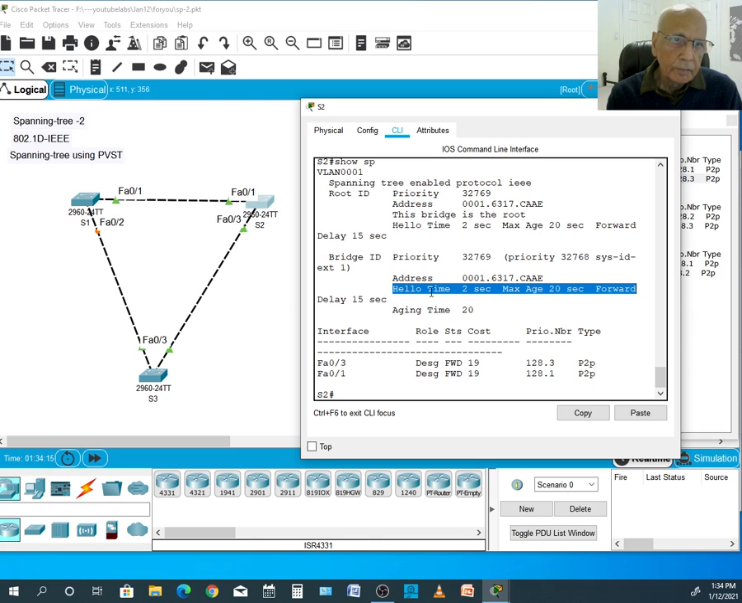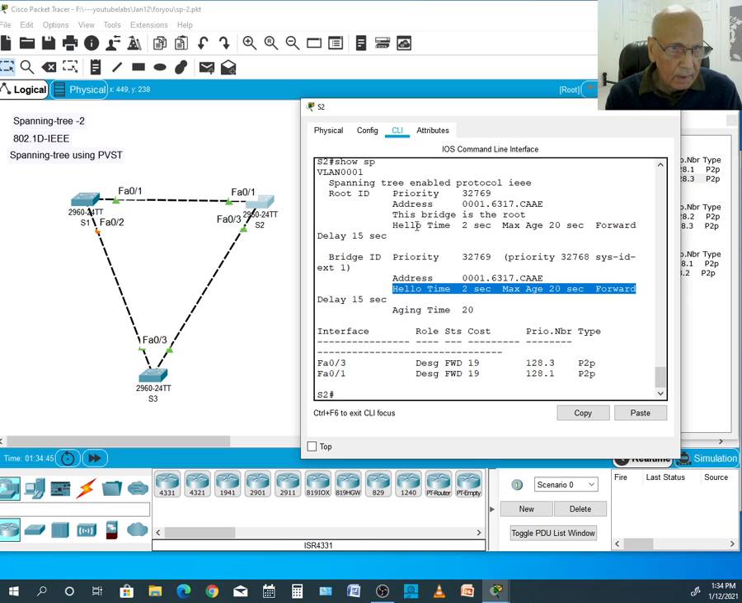That's number one. Number two, if something goes wrong with the root bridge and it won't be able to update those every 2 seconds, the other switches have to wait 2 times 10. That means this is the algorithm: 2 seconds times 10 means 20 seconds. So the other switches are going to wait for up to 20 seconds, and then they are going to reconfigure who's going to become the root bridge and everything else.